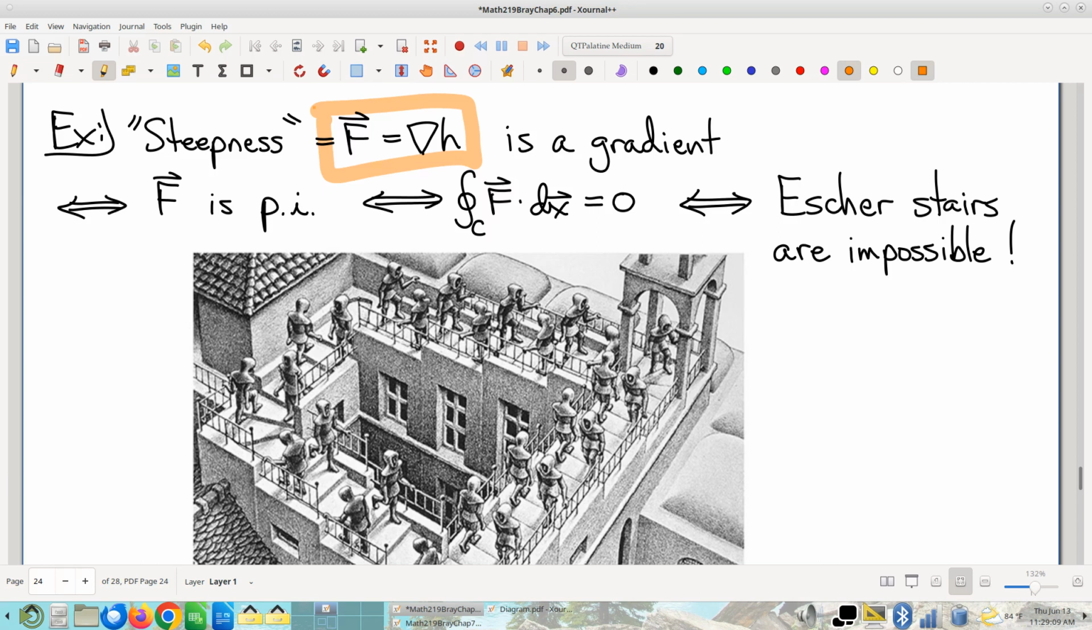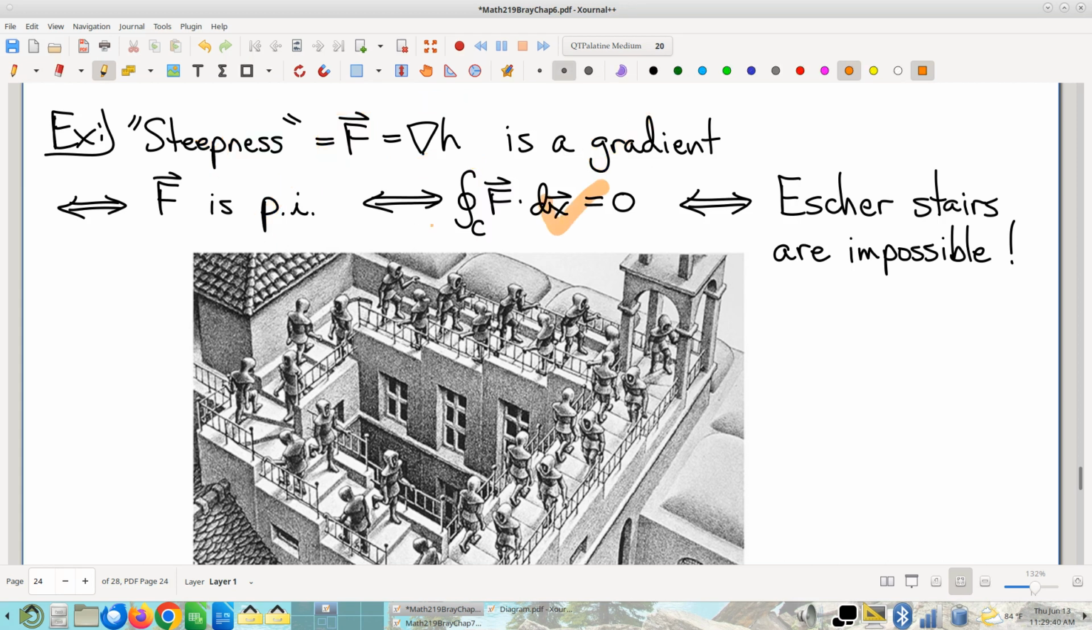Altitude's a function of position on the roof of this building. And so I'm going to call this the steepness vector field because, of course, y'all remember from long ago, gradients always point uphill, and the magnitude tells you how steep the graph is, right? So I'll call this the steepness field. Well, it's clearly a gradient. We just saw that gradients are path independent. Path independence means closed line integrals are equal to 0.